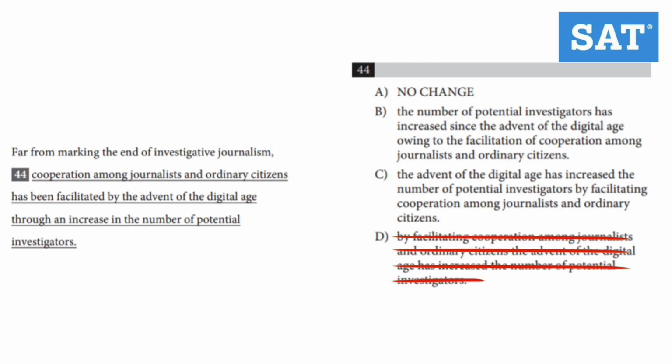Now, the number of potential investigators. Can the number of potential investigators be far from marking the end of investigative journalism? I don't think so. So B is out. And now A, cooperation among journalists and ordinary citizens. Cooperation among journalists and ordinary citizens has nothing to do with marking the end of investigative journalism. So A is out. The answer is C.